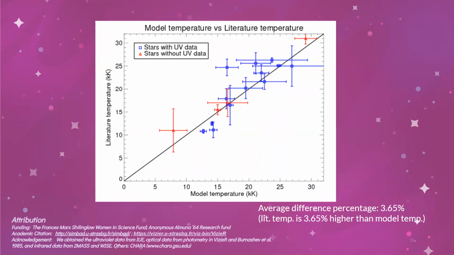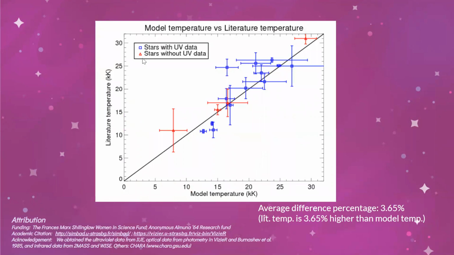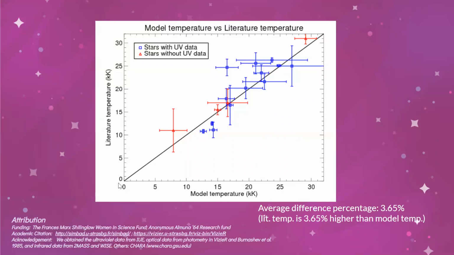Lastly, I'm going to show you our scatter plot. We plot all 20 stars with UV and without UV because we think they might have a difference. That's why we differentiate by color and by the shape, square and triangle. The model temperature and literature temperature, we compare using this y equals x line, to indicate where they are equal, and the rest are unequal.